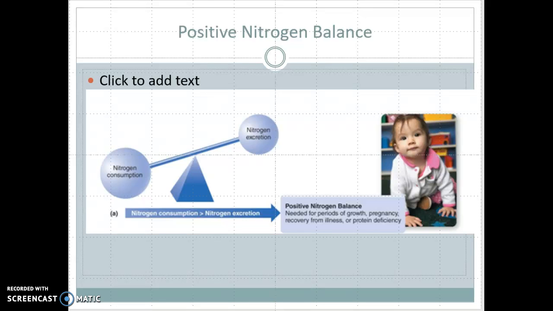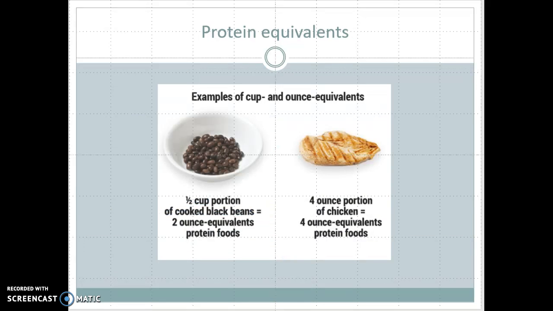And then this is a review that you probably already know because you did your 3-day recall already. But how do we measure protein? What we use often is protein ounce equivalents, because you don't always eat meat. If you don't want to eat meat, there are other ways of getting protein. So this is a 4-ounce piece of chicken, but you could just eat a 1/4 cup of dry cooked beans. It'd be the same as getting 1 ounce of meat.